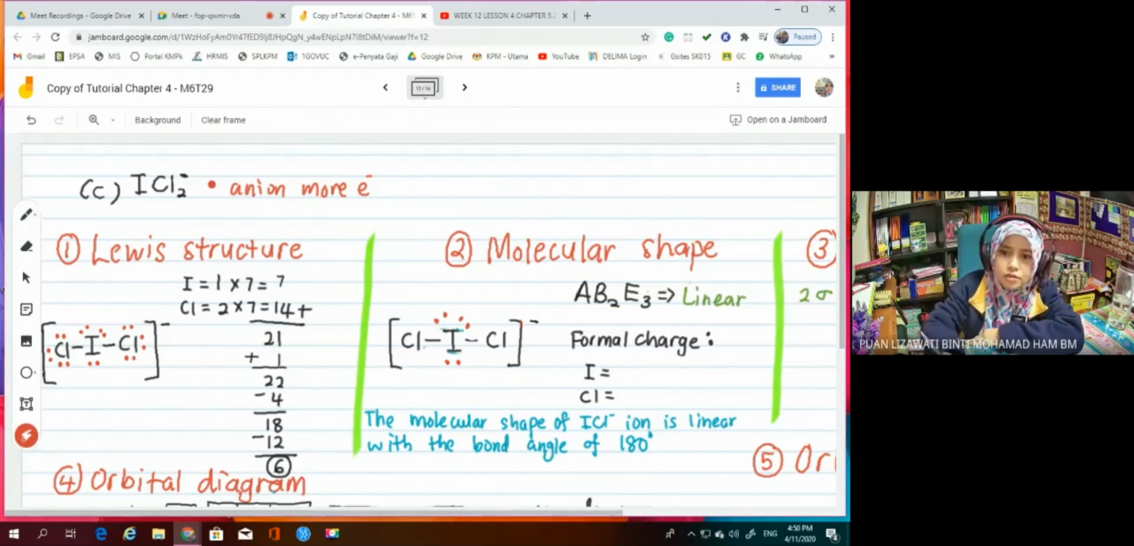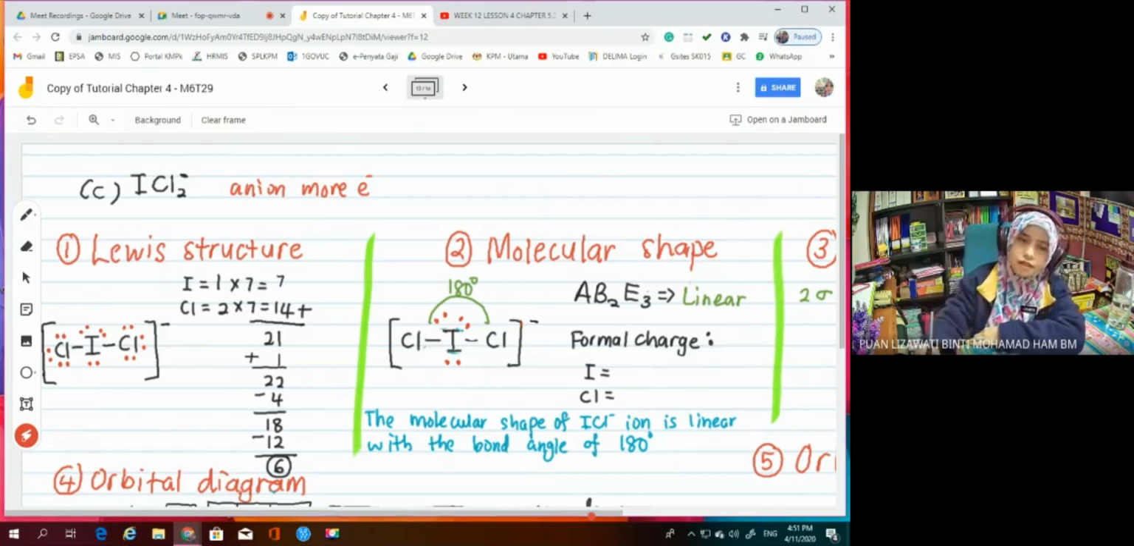And draw the actual molecular shape. Okay, so don't forget this square bracket and the charge. Right, so here is how you can write the explanation. The bond angle here is 180. You have to mention the shape, that is linear. And the bond angle here is 180.